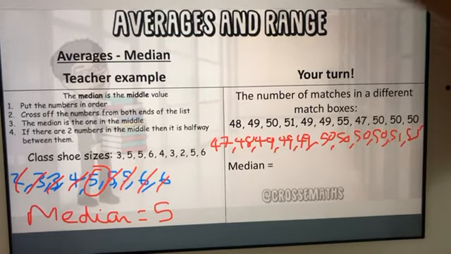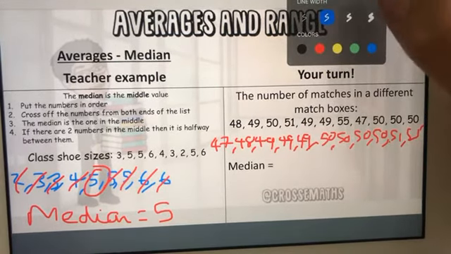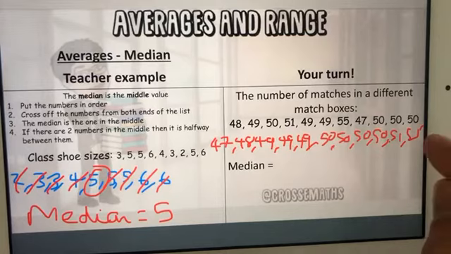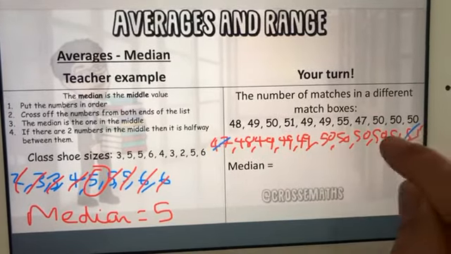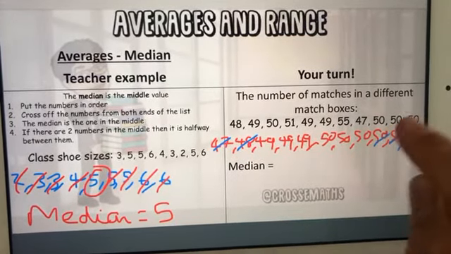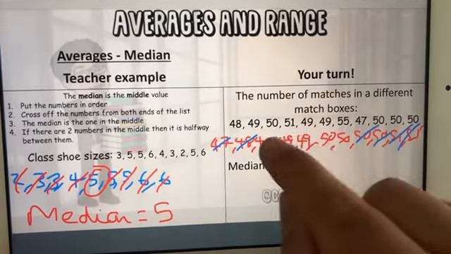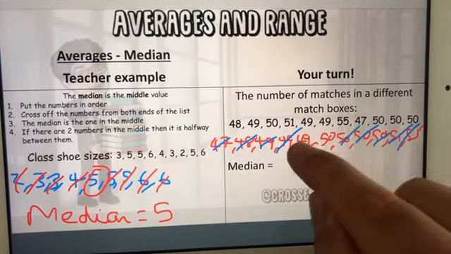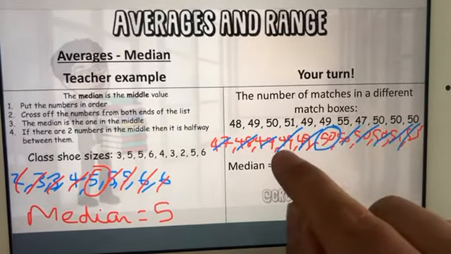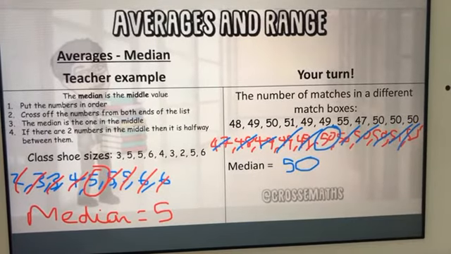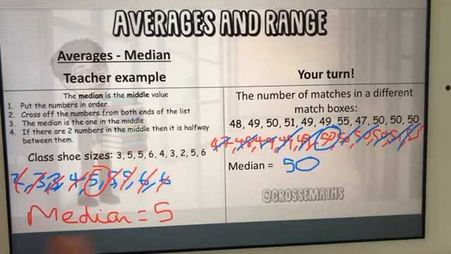Right guys, so if you've done the one on the right hand side, well done. If you haven't managed to finish yet, don't worry. So cross off from either end. My median is whatever's left. My median, the number left in the middle is 50. Okay, so you notice the mode and the median for this is 50. Okay, that's fine. Make sure that's marked. Make sure that's written down on the left.